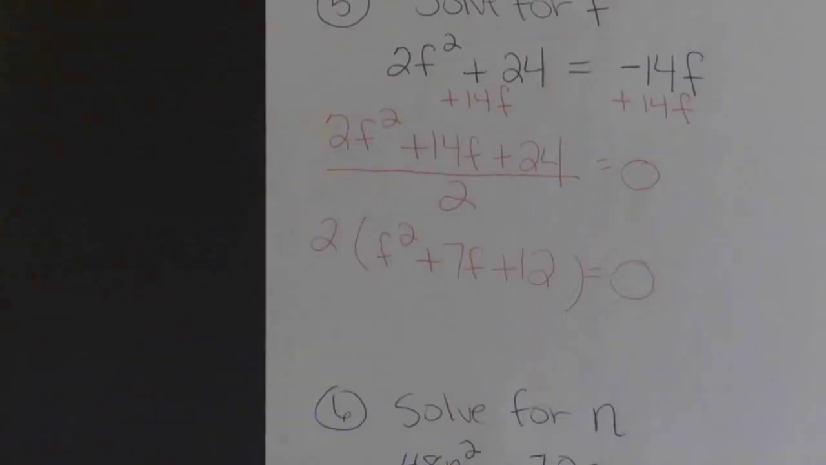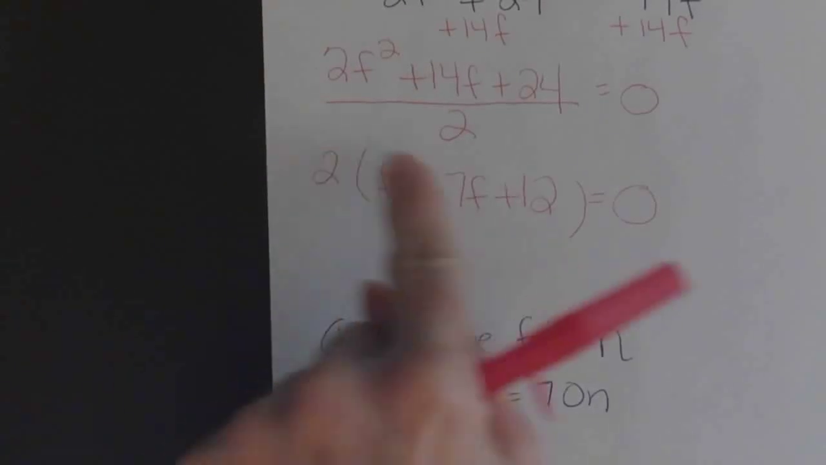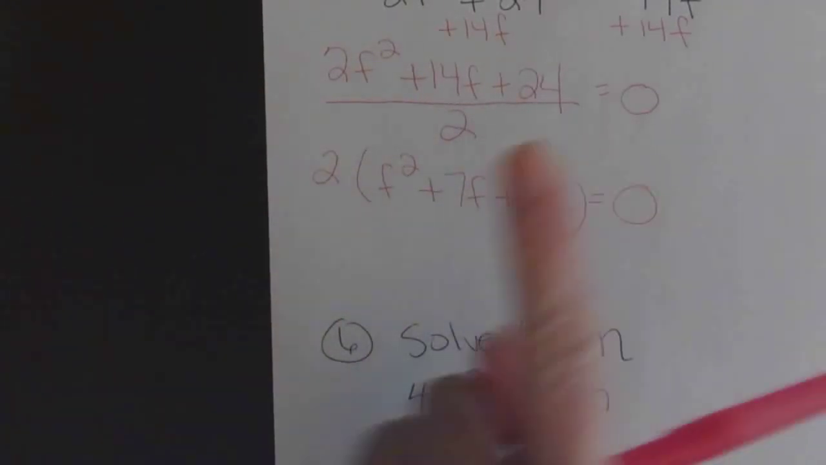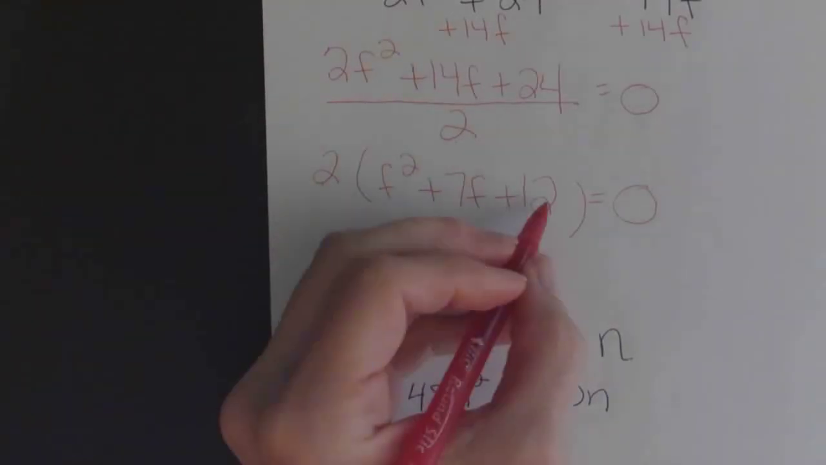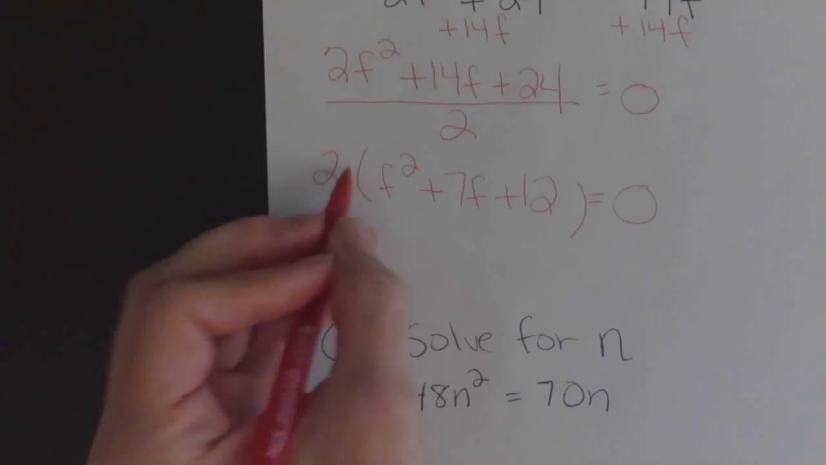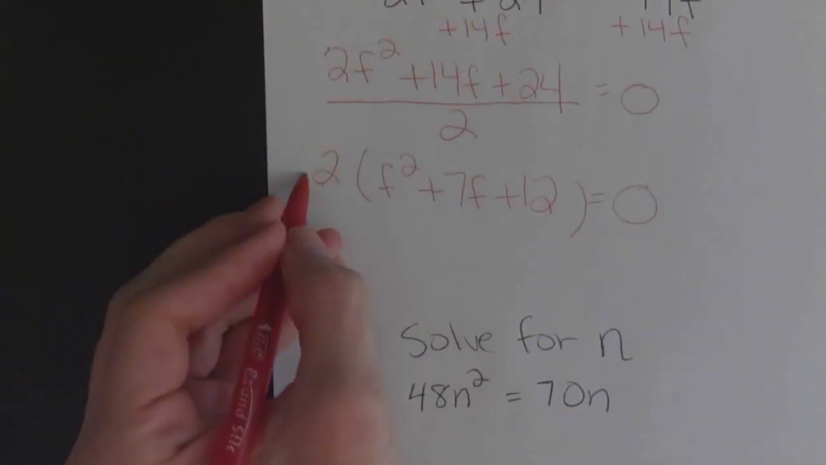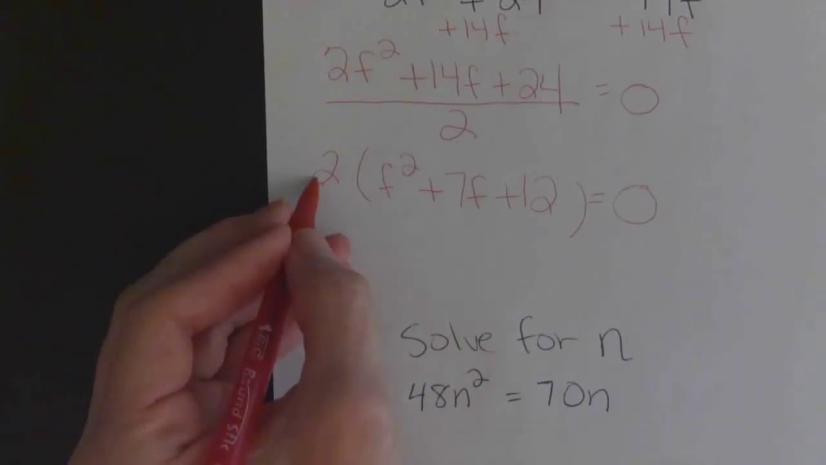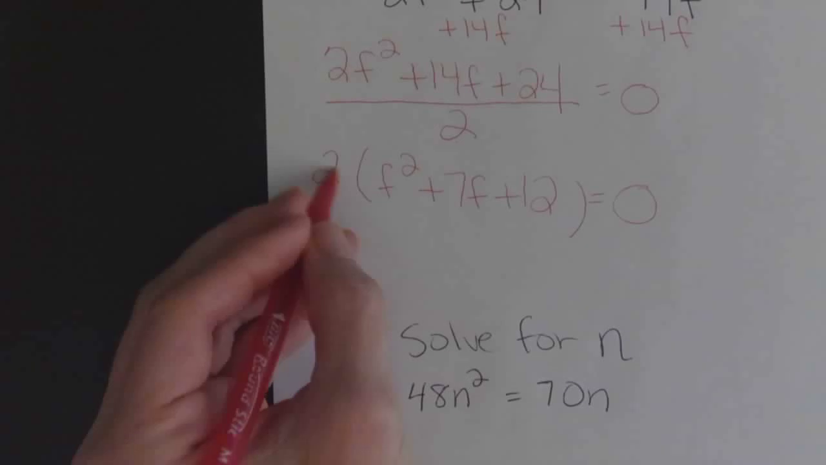14f divided by 2 is 7f. And 24 divided by 2 is 12. And this equals 0. Now, you really do have two things here being multiplied together set equal to 0, but we've got a problem. If you try to set 2 equal to 0, there's no variable here. You can't set 2 equal to 0.